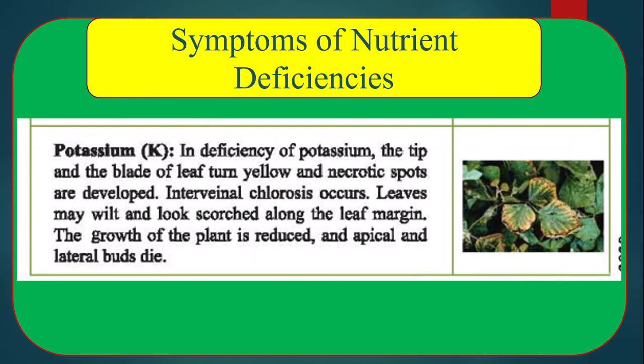Potassium. In deficiency of potassium, the tip and the blade of the leaf turn yellow and necrotic spots are developed. The growth of the plant is reduced and apical and lateral buds dry. Hold the picture. This type of disease shows the lack of potassium.